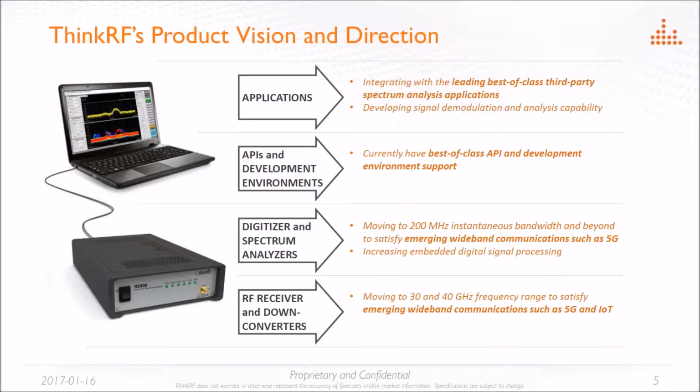In terms of our product vision and direction, we're moving from the 27 gig that we have today to 30 gig and beyond for the analysis of 5G signals that are expected to be in place by the year 2020. Obviously, we'll have this capability well before that time frame. In terms of our spectrum analysis, we support 100 megahertz of real-time bandwidth. We're moving to 200 megahertz and beyond, once again to satisfy wideband formats such as 5G.